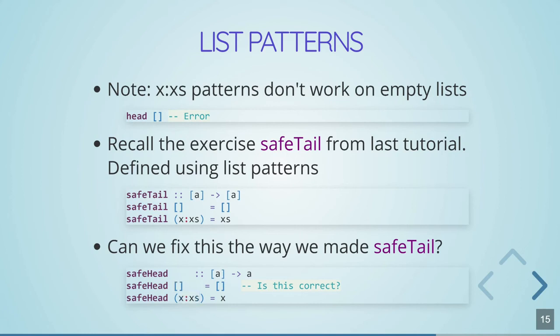If you call safehead on the empty list, we need to return something. But what do we return? Well, with safetail, we could return the empty list again, because safetail takes a list of A and returns a list of A. But with safehead, it takes a list of A and it returns an A. So we can't return this. And because head is polymorphic, because it's just some type A, we can't just return some random value like 0 or something.